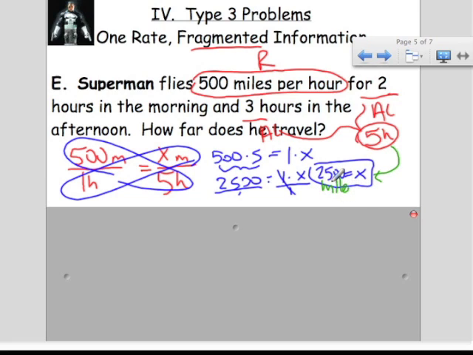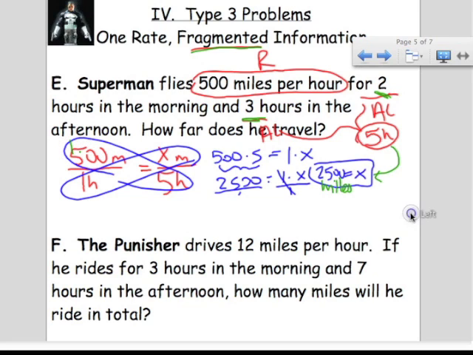So the reason I said this has fragmented information is because you saw that there was some information here, some information here. We just had to add them together before we still wrote just one proportion. I'd like you to stop the video here and now you try solving this type 3 problem. Press play when you're ready to check your answer.